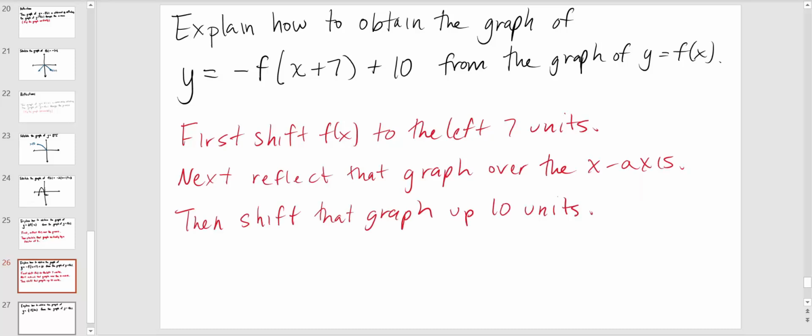Writing that graph twice in a row is vague. It's not the best writing, except I'm imagining it with emphasis. So let me read it. First, shift f of x to the left 7 units. Next, reflect that graph over the x-axis. Then shift that graph up 10 units. Right? When you say it, put the emphasis in there. You can see why that graph would work.